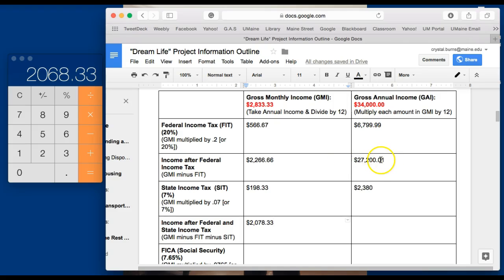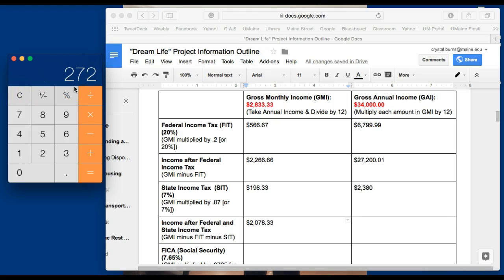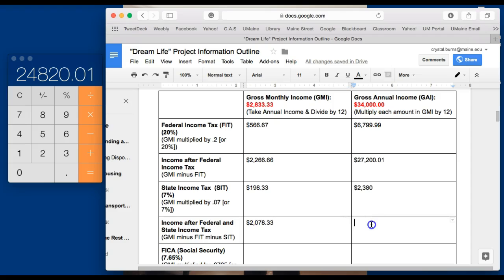I'm going to take this number, subtract this number, so 27,200. Oops, helps if I click on my calculator, right? So 27,201 minus 2,380. And that gets me 24,820 and 1 cent. Okay. One step closer to finding our disposable income.